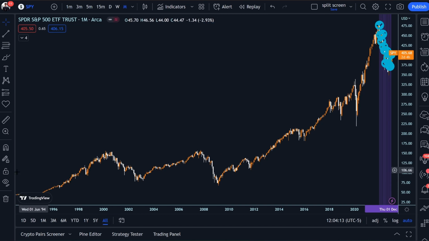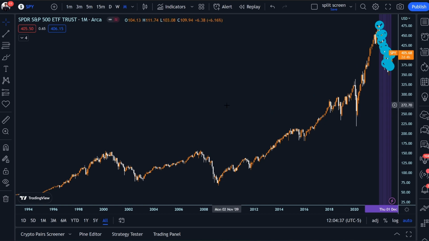This is over the course of about 30 years. Here's the dot-com bubble. Here's the financial crisis. Here's COVID. Here's the year we just had. But overall, the stock goes up. So if you were to dollar cost average over the past 30 years from the highs and the lows, you would end up sitting at a pretty penny and you'd be pretty happy with what you did.